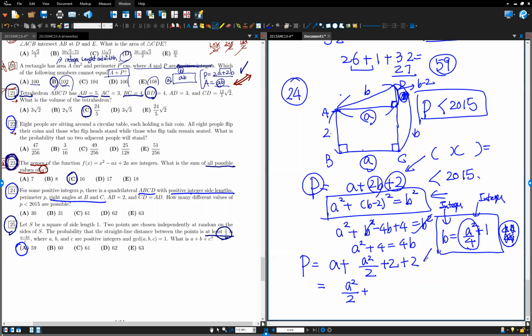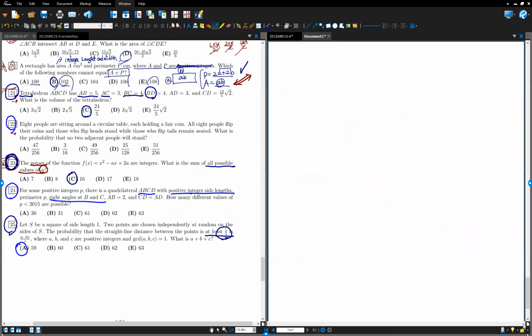P is less than 2,000, we're going to solve this one. So times 2 over there, because we need to factor. So times 2 over here, 2a plus a squared plus 8 times 2... No, we need to factor. Wow, this is a record.